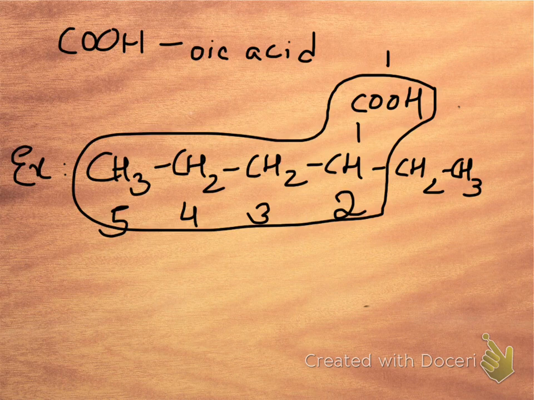Now you can see here the number 2 carbon has another substituent, CH2 bonded to CH3. So we should write this as ethyl. So 2-ethyl, because we should write the number where it is located. How many carbon atoms are there? 5. This means pent.